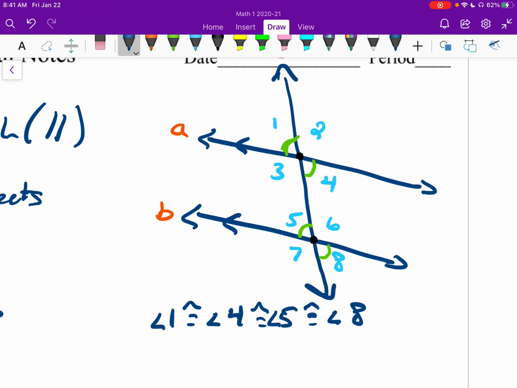Right? So hopefully you're able to see that we can shift them down and they all end up being congruent to each other. Initially, we say that 1 and 4 are congruent because of vertical angles. And then from there, we can say 5 and 8.